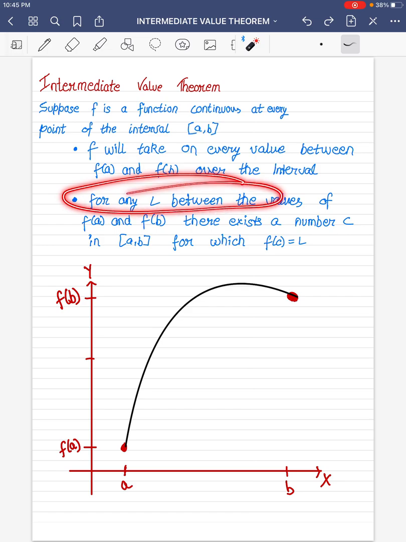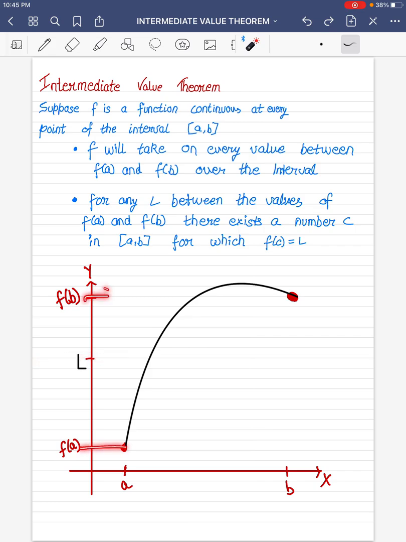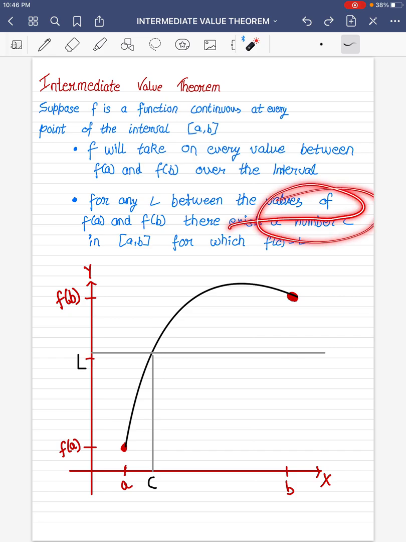It says that for any value of L between the values of f of a and f of b, so I take a value of L and it could have been anywhere between f of a and f of b, anywhere here, there exists a number c in AB. For understanding I have drawn this line and we can see that at this particular point the line cuts this function. We will denote it by c. So there exists a number c in AB, inside our interval, for which f of c equals L.